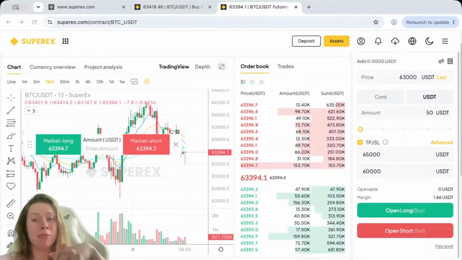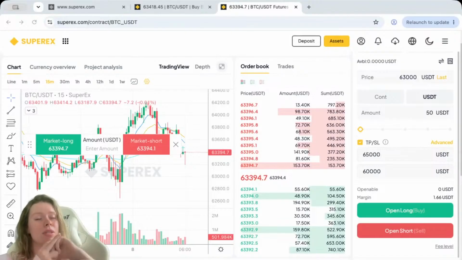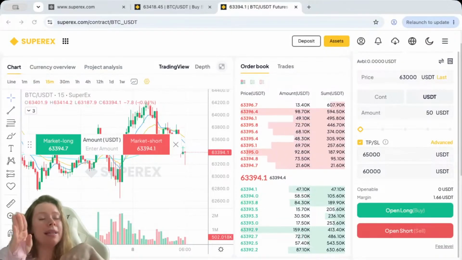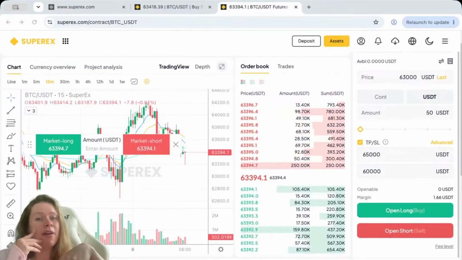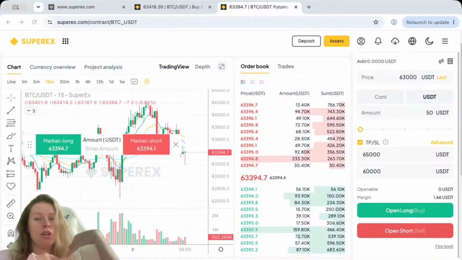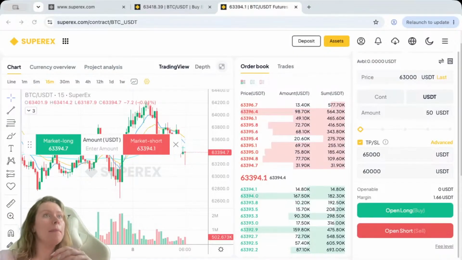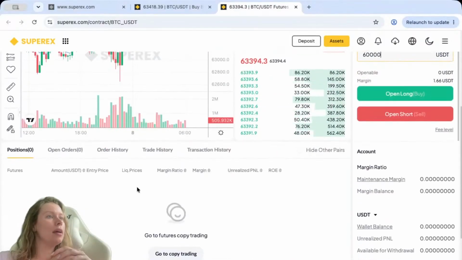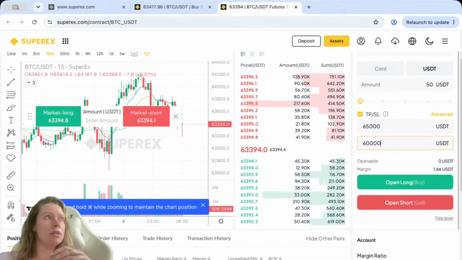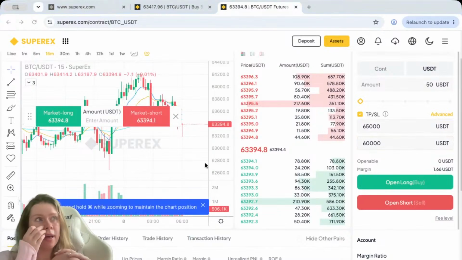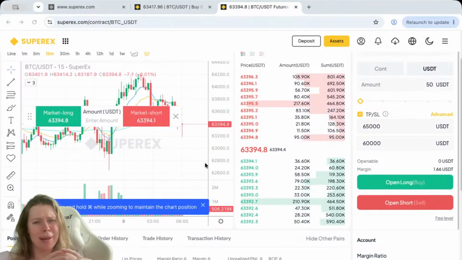Step 3 is set price, choose USDT amount. Remember, step 4, always set the TP and SL. Step 5, open long or short based on your view. And then step 6, you just manage the position from your tab down below here. So you'll be able to see everything that you have put in for your orders, so any current live orders that are there. And then you don't have to stress about that.